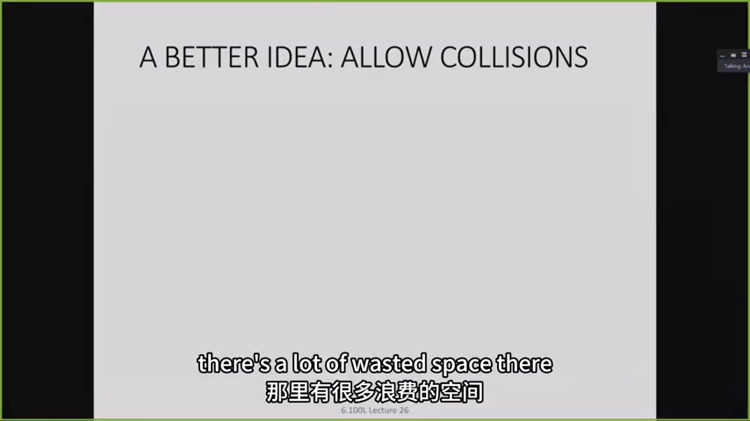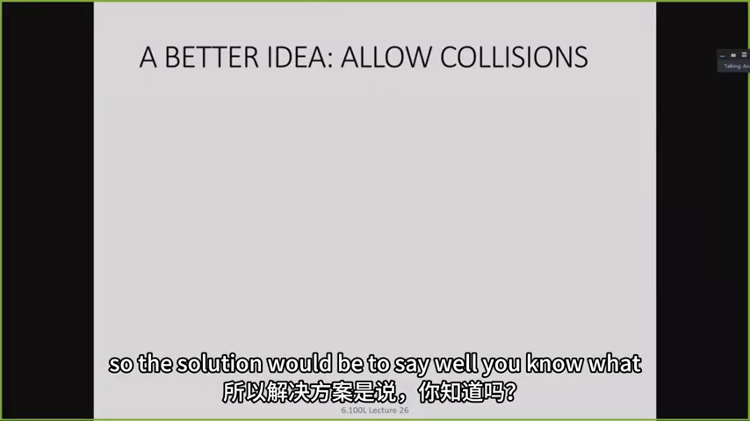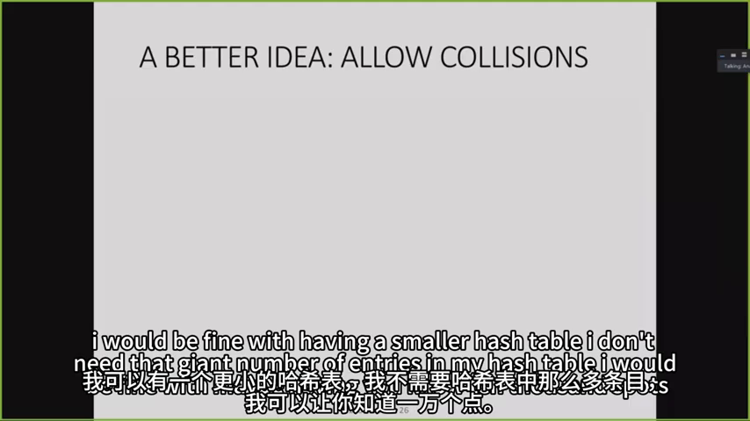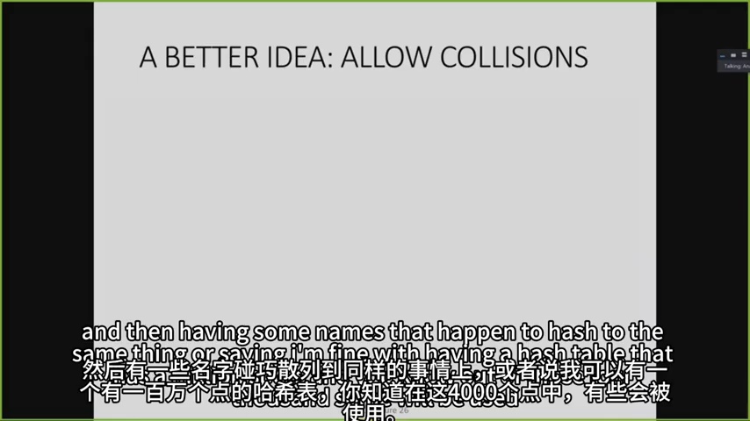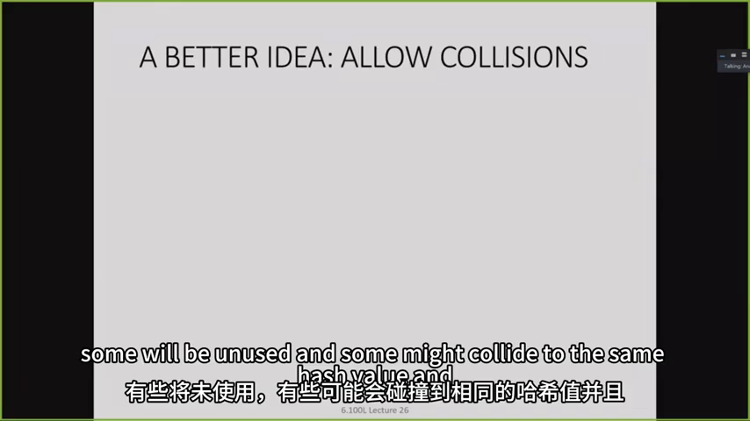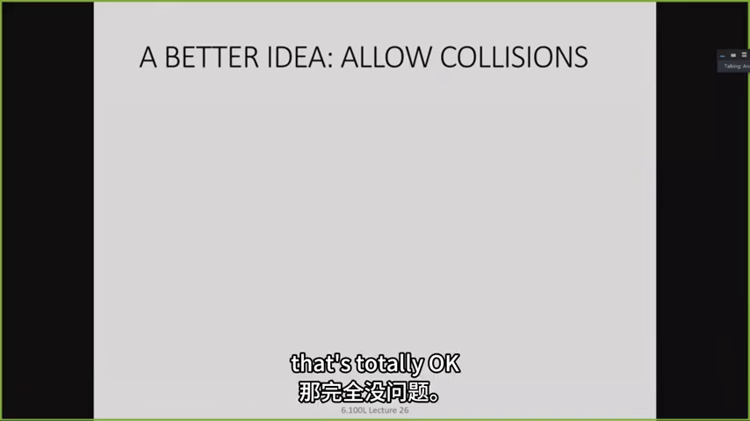There's a lot of wasted space there, so the solution would be to say, well, you know what? I would be fine with having a smaller hash table. I don't need that giant number of entries in my hash table. I would be fine with maybe having 10,000 spots, and then having some names that happen to hash to the same thing. Or saying, I'm fine with having a hash table that has 1,000,000 spots. And out of those, some will be used, some will be unused, and some might collide to the same hash value. And that's totally okay.